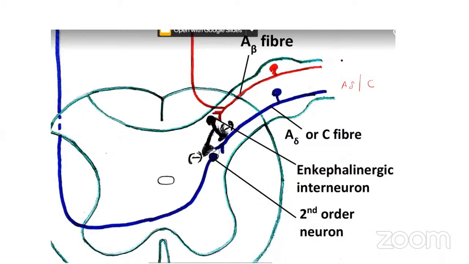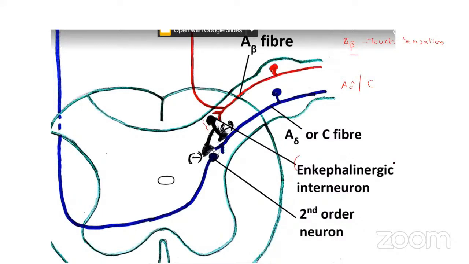So we are applying some liniments or rubbing that can activate another fiber, A beta fiber, which carries touch sensation. A beta for touch sensation. And this A beta fiber could activate one interneuron. This black one is the interneuron. This interneuron is an encephalinergic neuron.